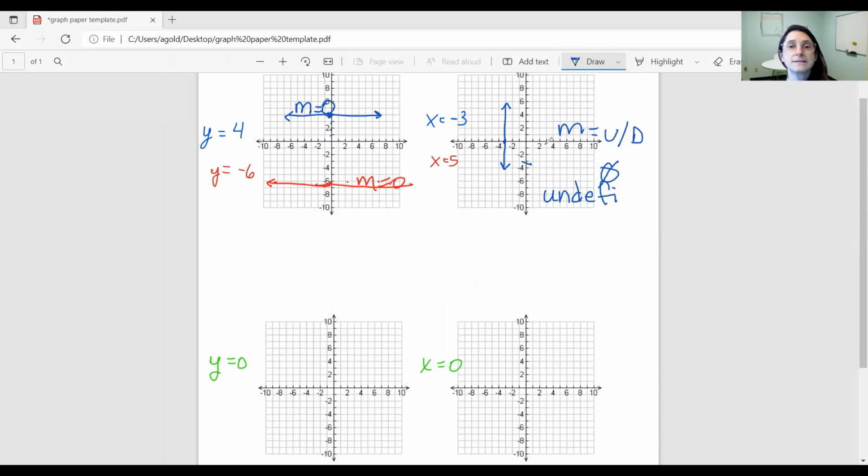Now let's look at the x equals 5. I'm going to the right, 1, 2, 3, 4, 5. Here it is, up and down. That's my vertical line. And the slope is undefined.